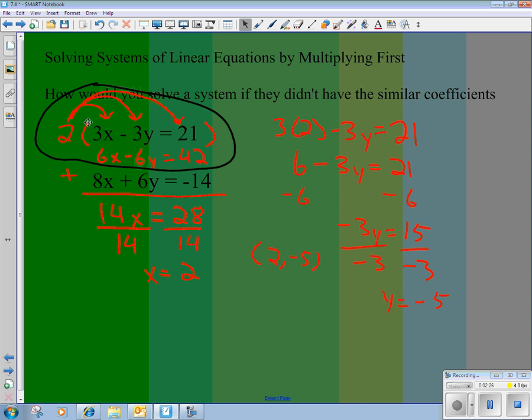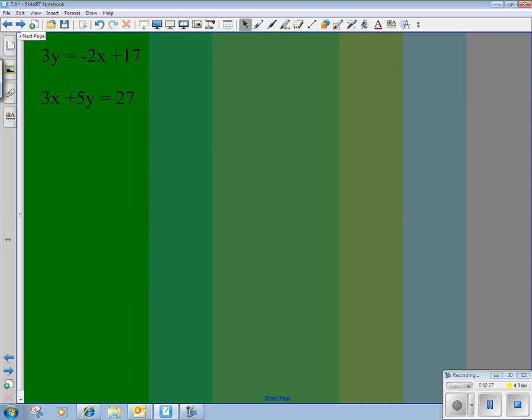Let's try another one. The next one we have is 3y equals negative 2x plus 17 and 3x plus 5y equals 27. There's actually going to be 2 steps here, because the first thing we have to do is get all the x's and y's on the same side. So we're going to add 2x and add 2x. So we get 2x plus the 3y equals 17.